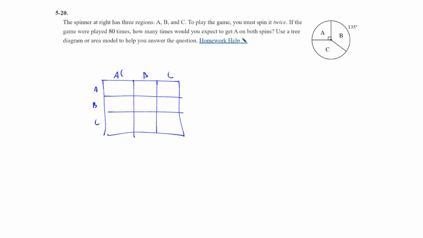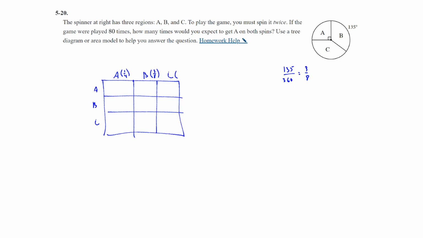And A is 1/4. B, now it says 135 degrees, so what's 135 degrees out of a total of 360? What does that simplify to? And that will give you the ratio, or the fraction ratio, whatever you would need. And so that would simplify to 3/8. So B is 3/8.